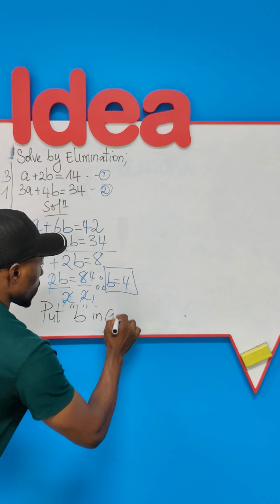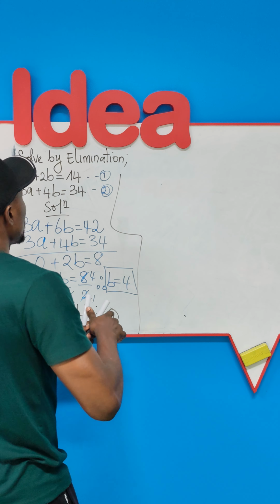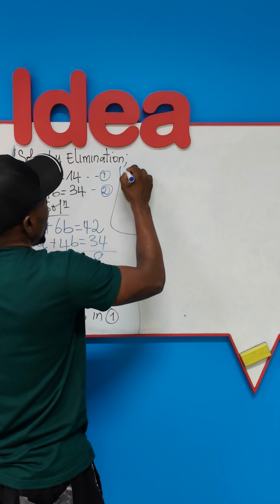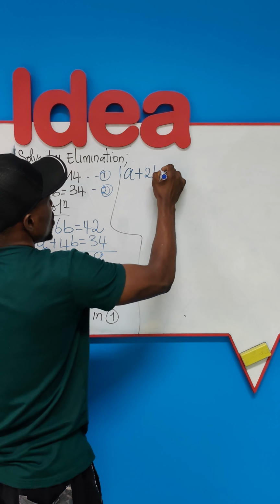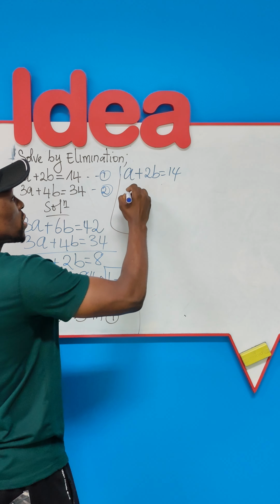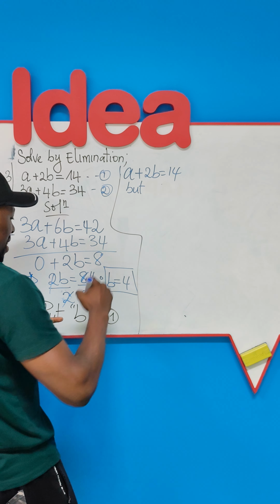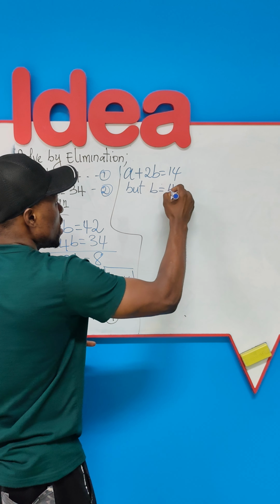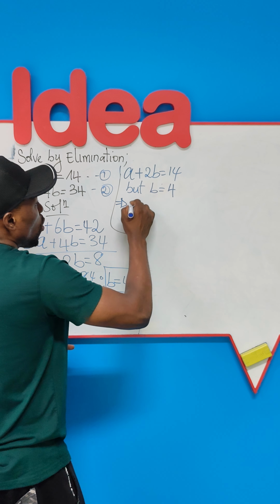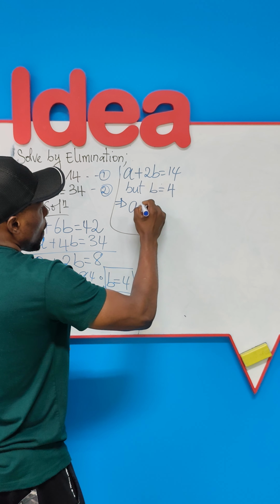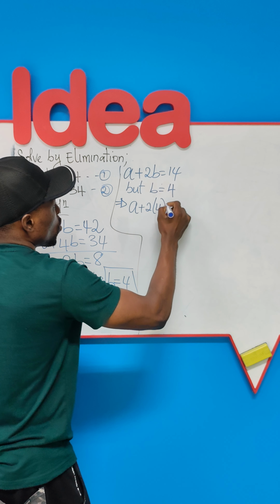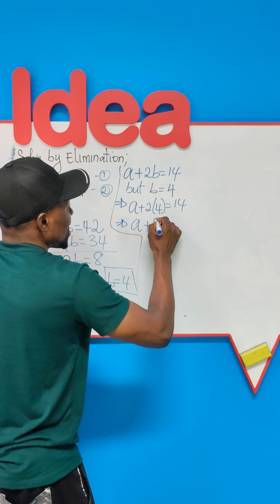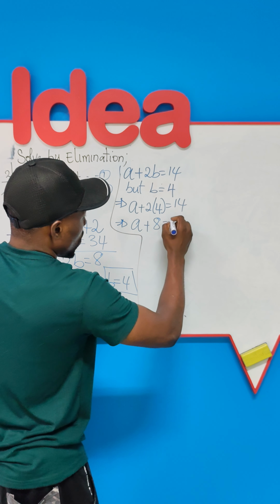So in equation 1, let me take it to this side of the board. Now I will start by writing again equation 1. So I will say a plus 2b equals 14. Then make a very important statement here and say, but this b in question here, I already found it and it gave me 4. So this implies that I will now replace the value of b by 4. a plus 2 into 4 equals 14. If I simplify this, I'll have a plus 8 equals 14.